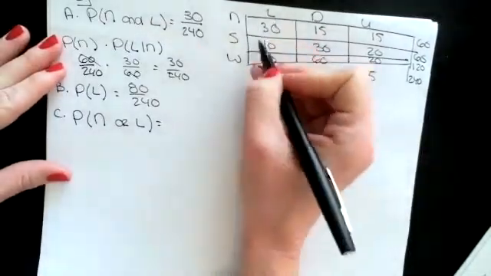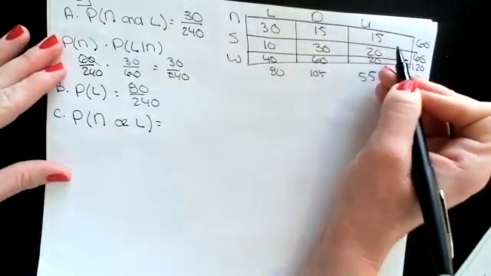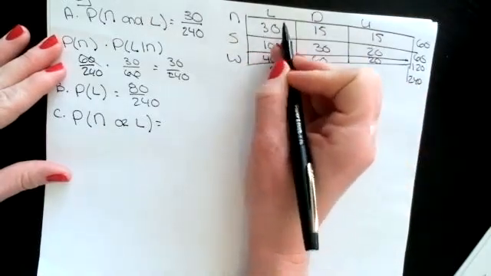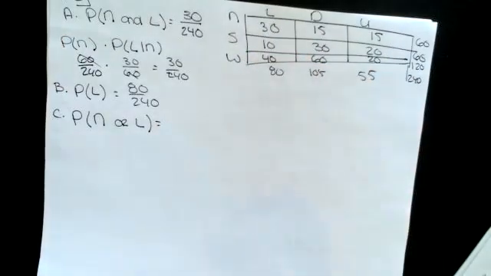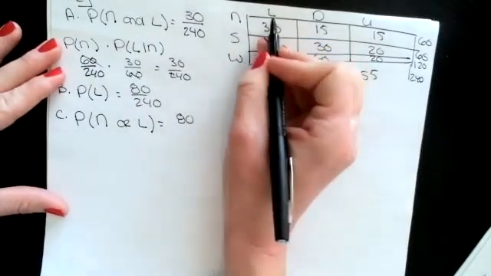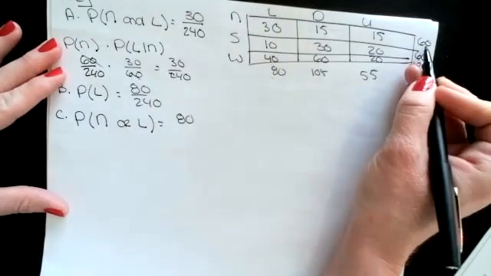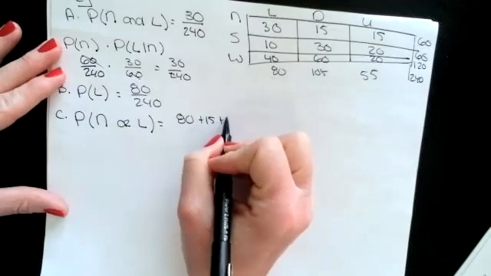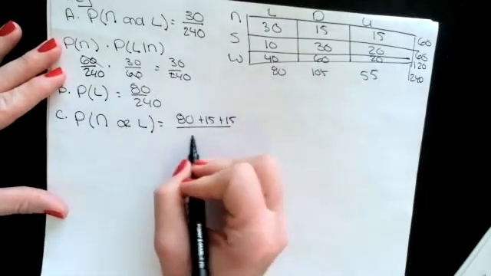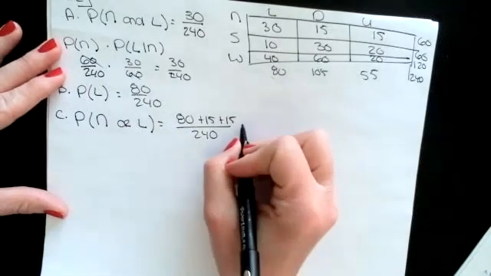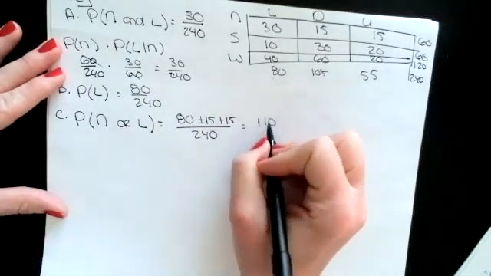So when you do the shading, you would shade that column and that row, and you would just count every box once, and that makes it so you only count those 30 people one time and you don't double count. So here I have 80 for the likes, and I know I have 60, so I'm just going to look at it like the shading. So plus 15 plus 15. This is all out of the total for the table, which is 240. So I have 110 out of 240.